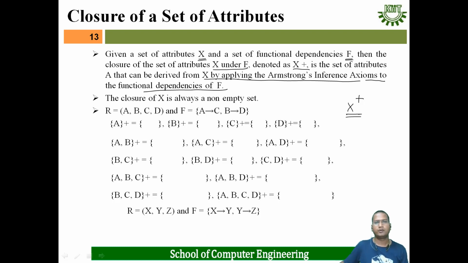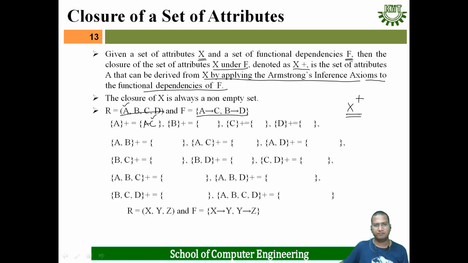Now we will take one example. Suppose R(A, B, C, D) are the attributes of a relation R, and this is the functional dependency set. Then how do we find A closure? A can functionally determine A. And using Armstrong axioms, A can functionally determine C, so I can write C here. From AC, can we infer any other attributes of this relation? No. That means A closure is equal to AC.